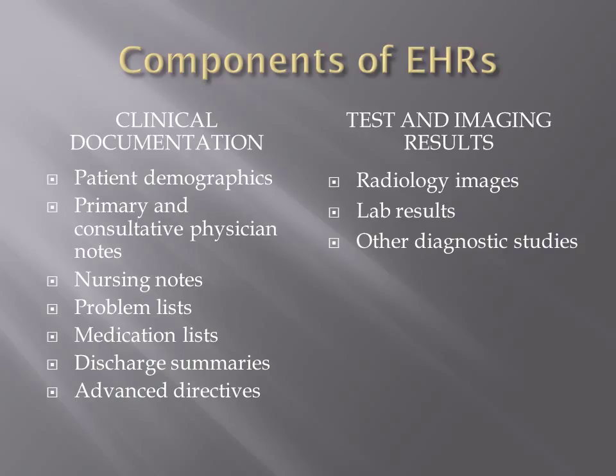Some of the components of electronic health records would be clinical documentation. This section would probably include your patient demographics, the primary and consultative physician notes, any nursing notes, comprehensive problem list, medication list, discharge summaries for your patient, and advance directives. Also, you're going to see test and imaging results. This would include your radiology images that the patient has had done, any lab results, and also any other diagnostic studies.